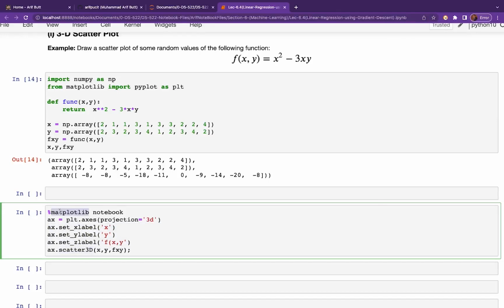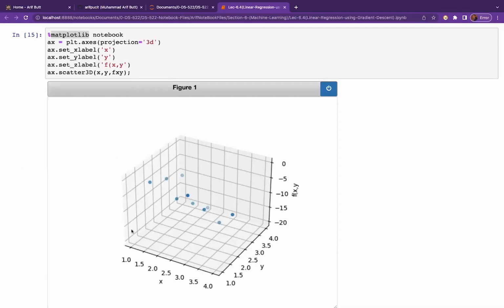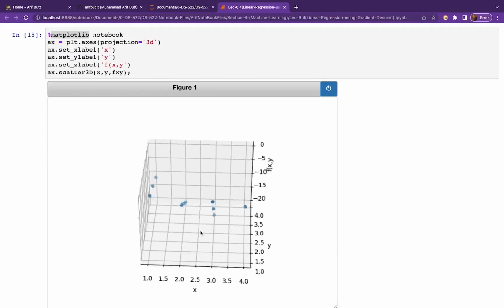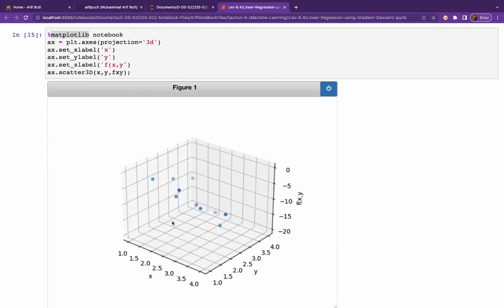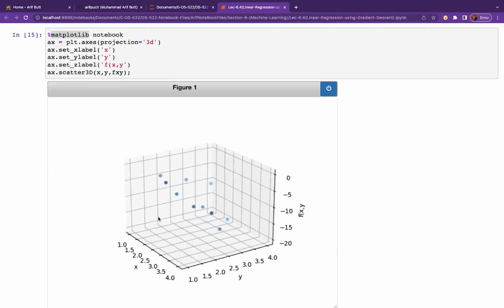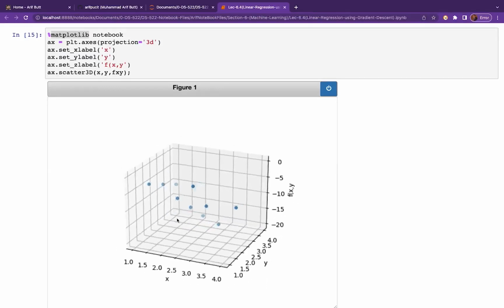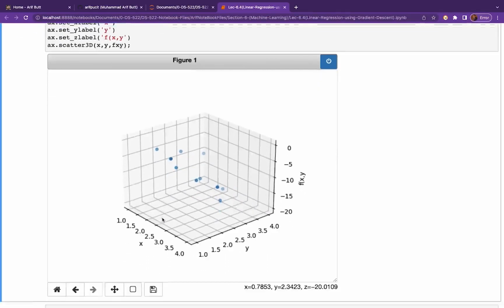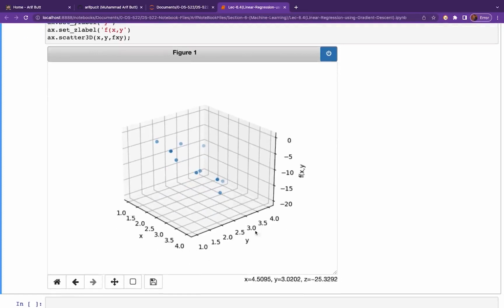Over here, this percentage matplotlib notebook is a cell magic and is useful if you want to interact with your 3D graphs. Let me execute it for understanding. So great, this is the graph. Using the cell magic, we have this graph with which I can interact. I can move and rotate it. This is the x, this is y, and this is f of xy.